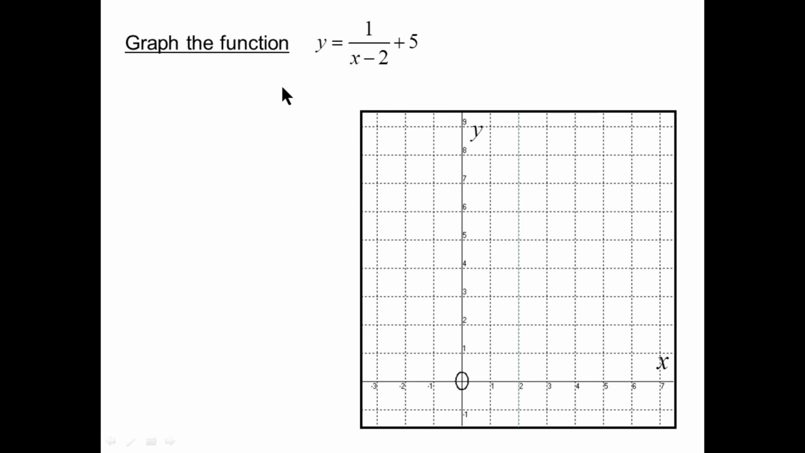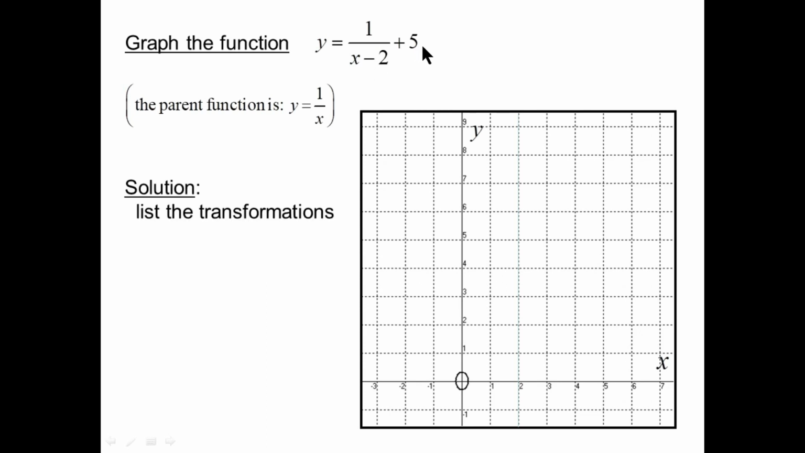Let's do another one. Graph the function y equals 1 over x minus 2 plus 5. Now, the parent function is y equals 1 over x. We see the 1, we see the x on the bottom of a fraction. We recognize buried in there is y equals 1 over x. That's the parent function. So our approach will be to identify the transformations. And we can see that it shifts right 2, because at the input station where the x is, it says x minus 2. So that means shift right 2. And then after that it says up 5. Shift right 2 and up 5.